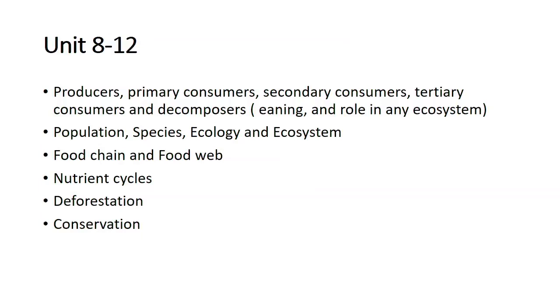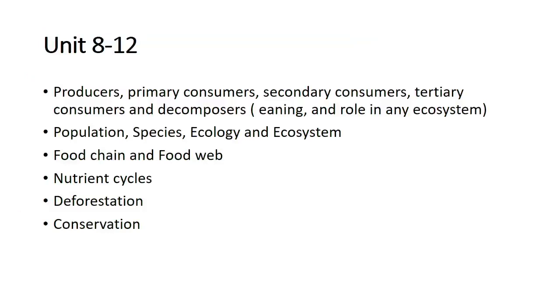So you need to know what is the role of a producer in an ecosystem, and all those types of animals that I just mentioned. Also, you need to know the terminology of population. What is a population? What is a species? What is ecology? What is an ecosystem? And a species, for example, is a group of organisms that look similar, and they are capable of producing fertile offspring.